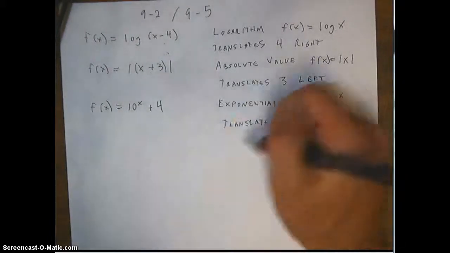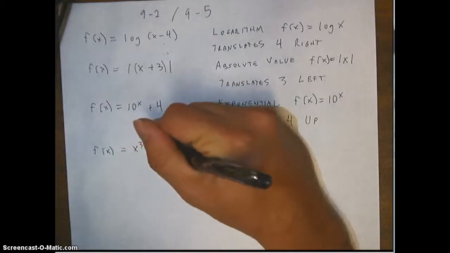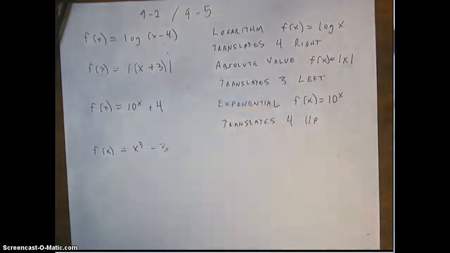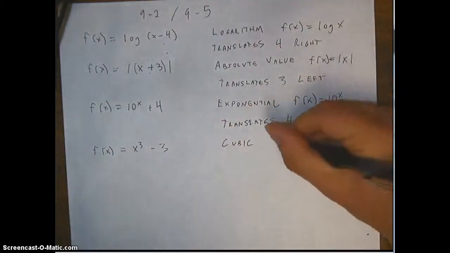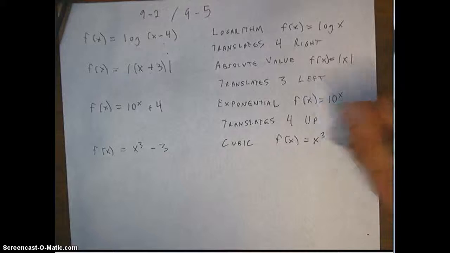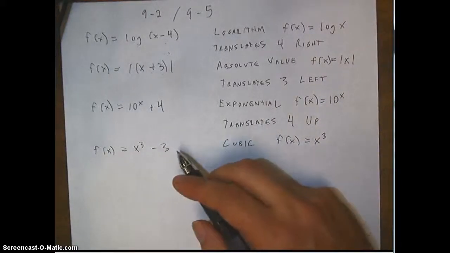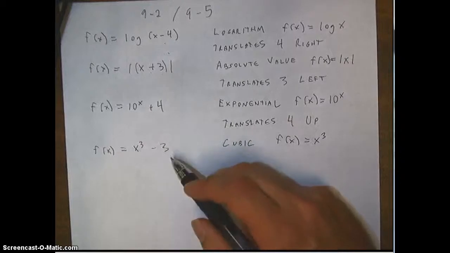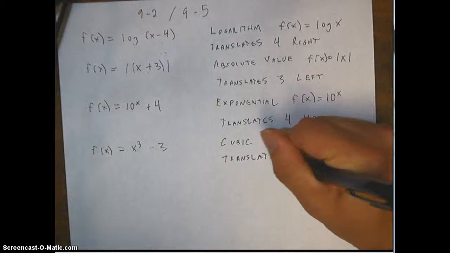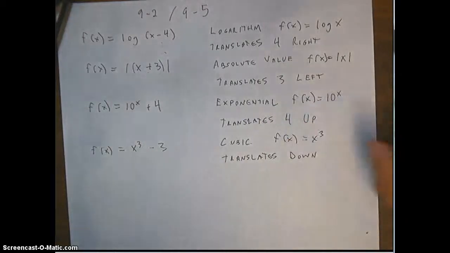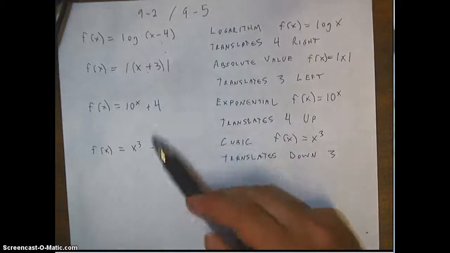Let's look at another one. X cubed minus 3. Okay, that's a cubic. And the parent function for that is just x cubed. So what's that minus 3 do? Okay, it's not happening to the x, happening outside the x. And that means it's going to go up or down. This one's going to go down three. So inside the parentheses is left and right. Outside the parentheses is up and down.